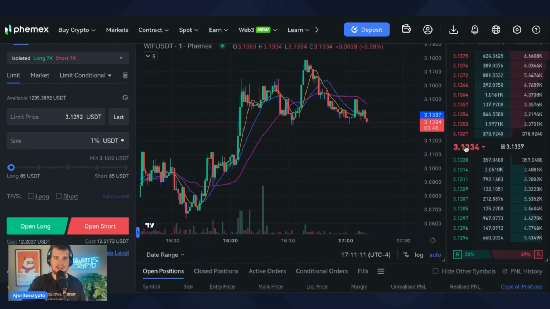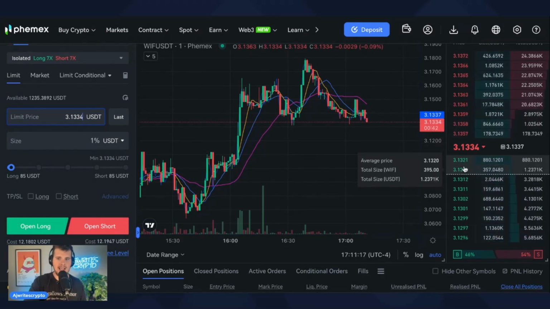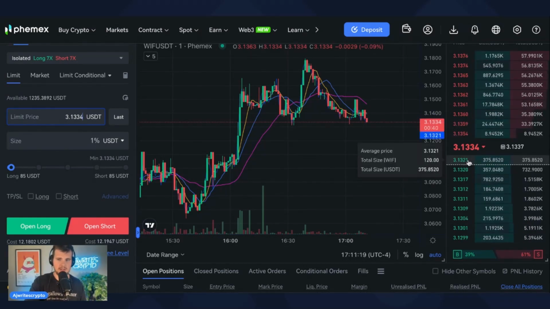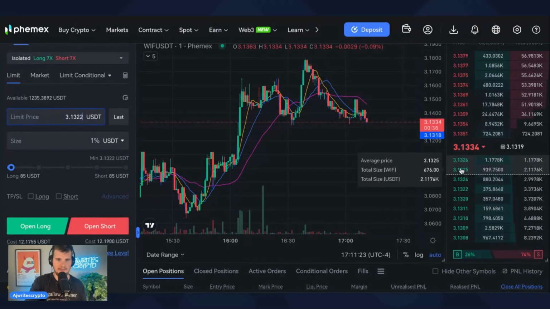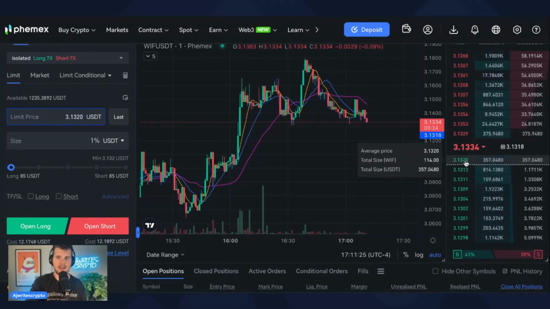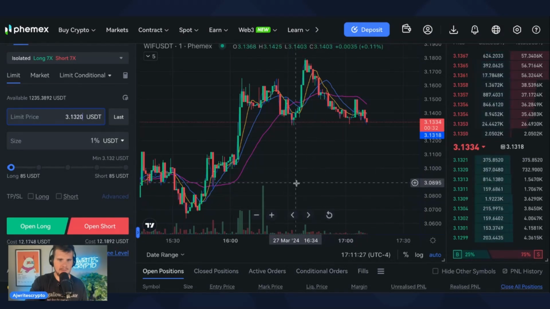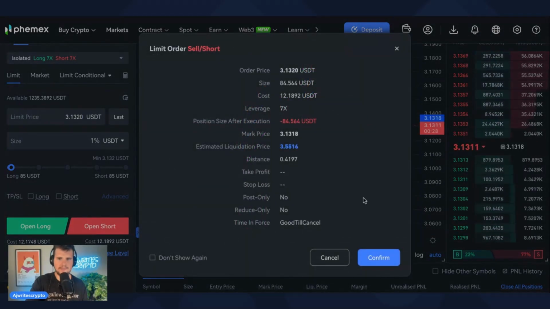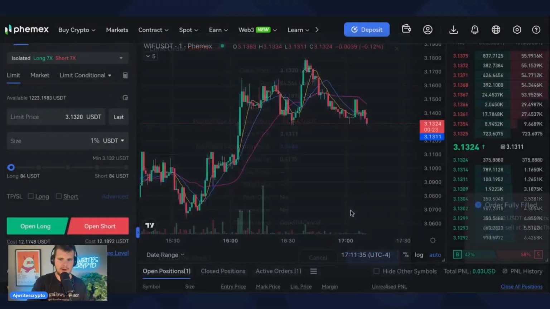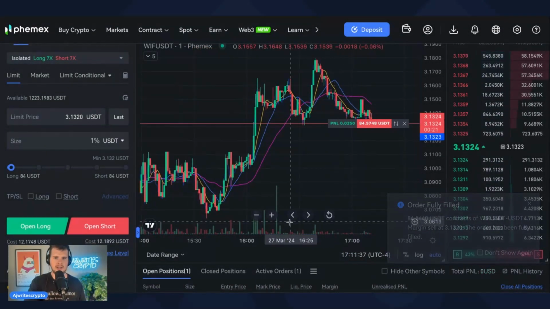So what we're going to do, we could click on the limit price, which would be this number right here, what it's currently trading at, or you could actually buy one of the positions from over here. You could actually click on this number so your order will get filled. That's another trick that some people do. Okay, so I'll click this number right here at 131.20. I'm going to click open short. So it's an $84 trade with 7x leverage. Click confirm. My order is fully filled.